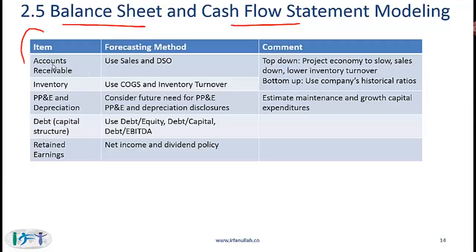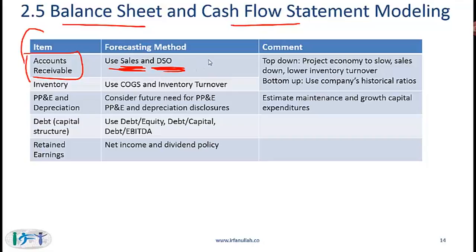There are several ways of doing this, but the method that is used most often and the one that is emphasized in the curriculum is to use sales numbers or income statement numbers and then relevant ratios. So to forecast accounts receivable, if you can forecast sales and then forecast DSO, can you take these two numbers and then come up with accounts receivable? You can. How? What is DSO? DSO is days sales outstanding.